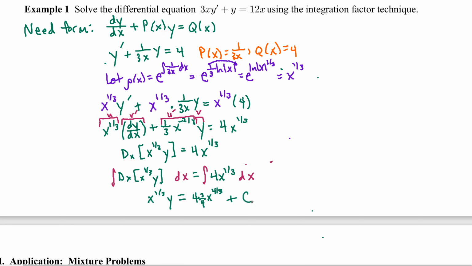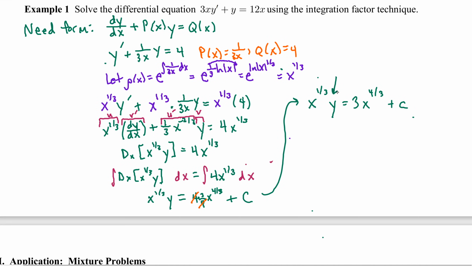Now we're ready for that arbitrary constant of integration. We can simplify a little bit, and we're almost there. We have x to the 1/3 times y equals 3x to the 4/3 plus c. This is an implicit general solution. We need to make it explicit by solving for y.